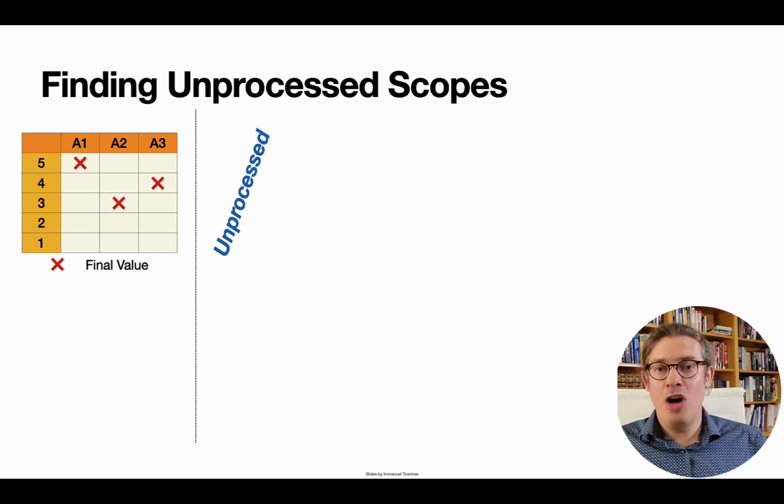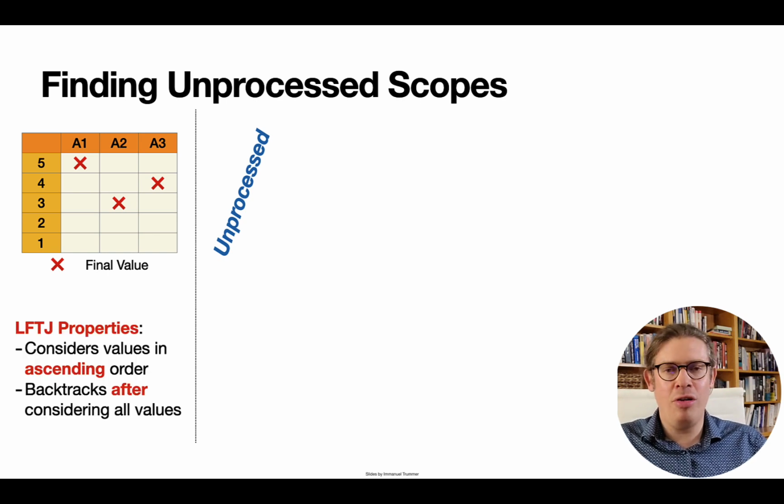In order to determine that, it is useful to remember a couple of key properties of the Leapfrog Trie Join. First of all, the Leapfrog Trie Join considers values for the same attribute in ascending order. And secondly, the Leapfrog Trie Join only backtracks to a previous attribute after it has processed all value combinations for the current attribute.